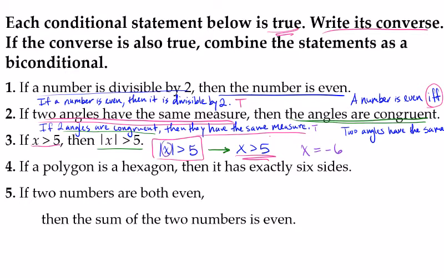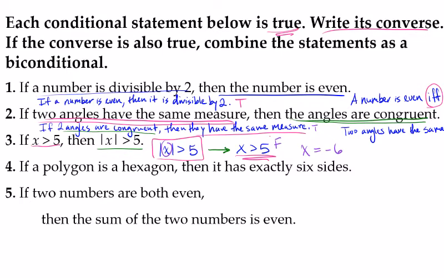If I plug in -6 here, the absolute value of -6 is +6, which is greater than 5. However, -6 is not greater than 5, right? -6 itself is not greater than 5. So that's a counterexample, so that proves this false. Therefore, we cannot make a biconditional statement out of this conditional.